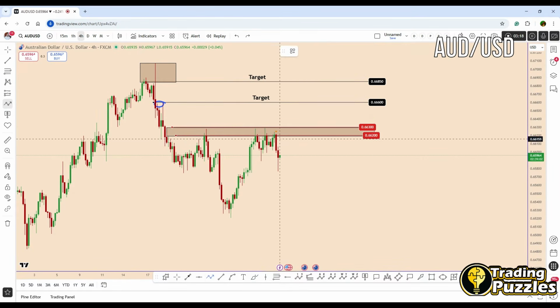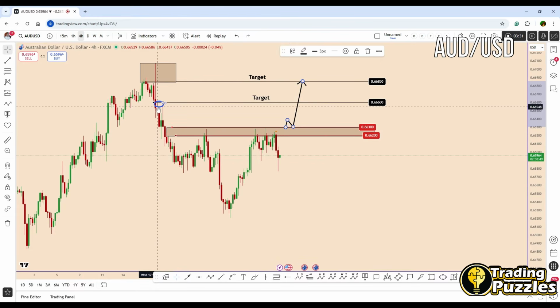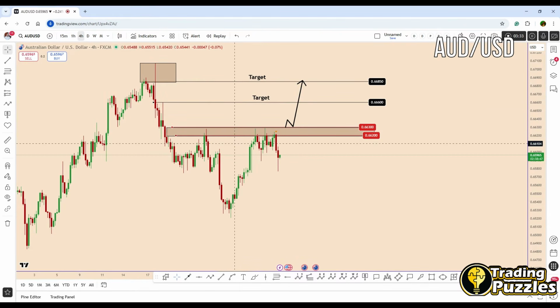So once the price is going to manage to break through 0.6630, the chances are that it will continue to rise further. That is why we have to be careful, and we can say that the price is at a critical moment.